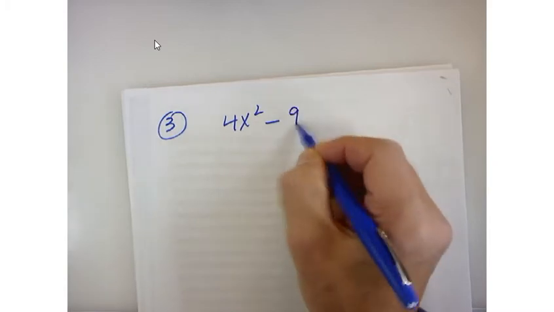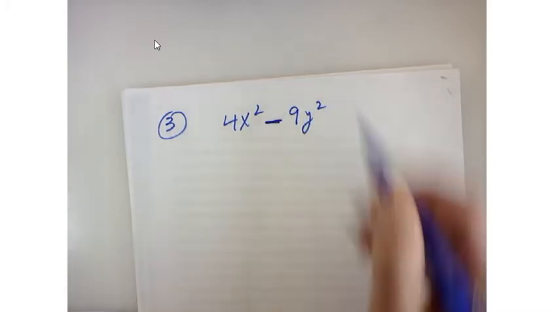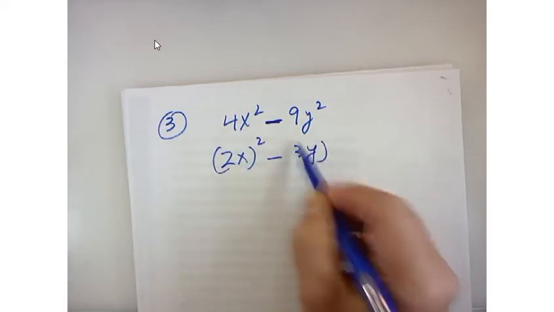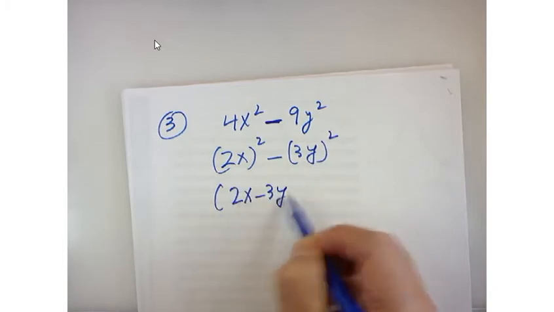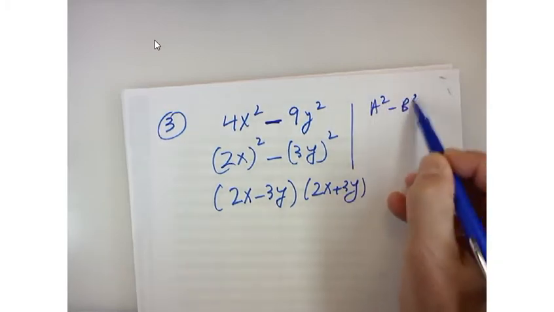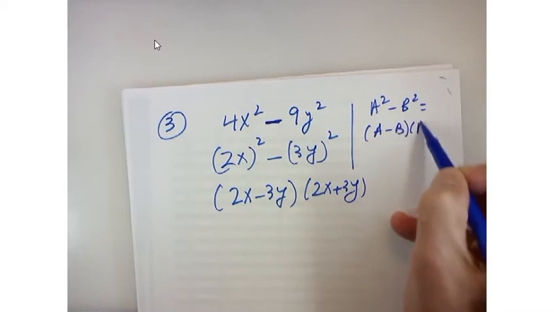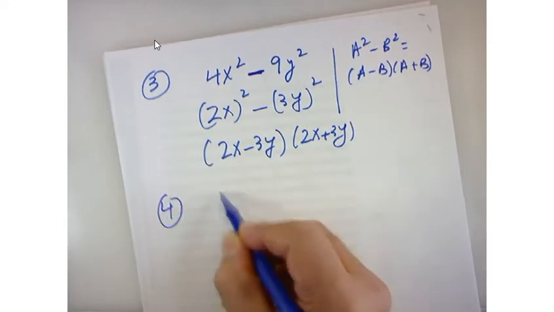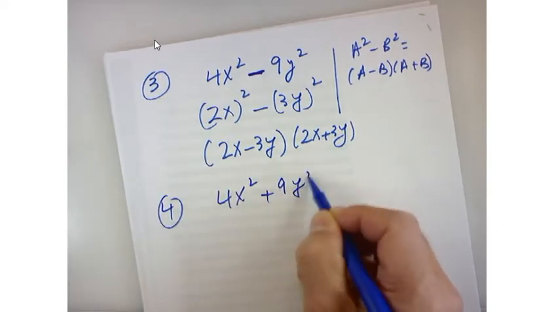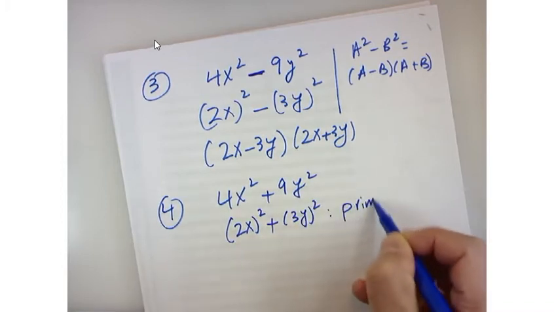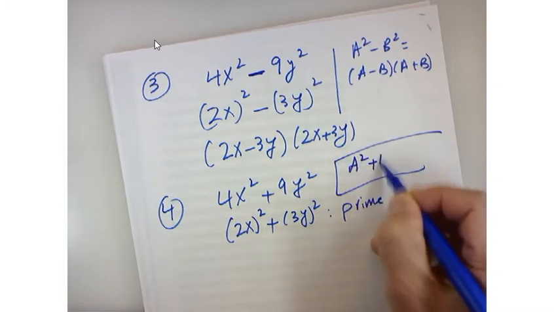Example 3, if we have say 4x squared minus 9y squared, so it's a binomial, difference of 2 squares, so we bundle them together. Square root of 4 is 2, so 2x, and then 3y, and then it's 2x minus 3y, 2x plus 3y, the difference of 2 squares. This is what we're doing here: a minus b, a plus b. And if it was 4x squared plus 9y squared, which is 2x squared plus 3y squared, it's prime. Why? Because remember, a squared plus b squared is prime.